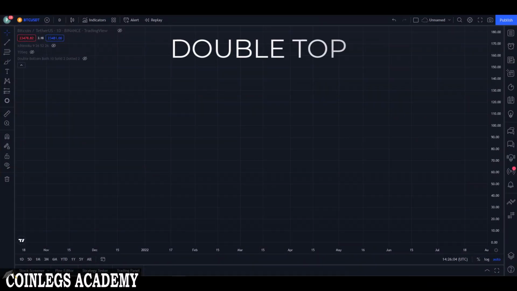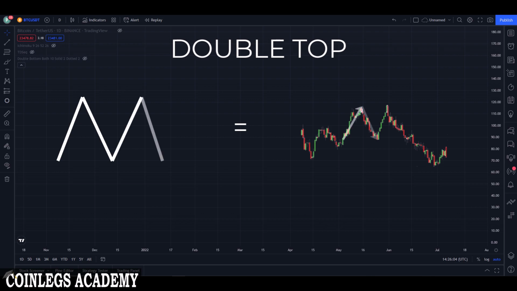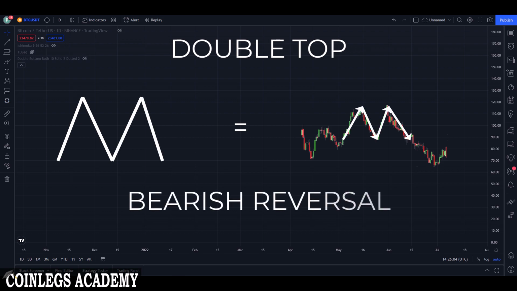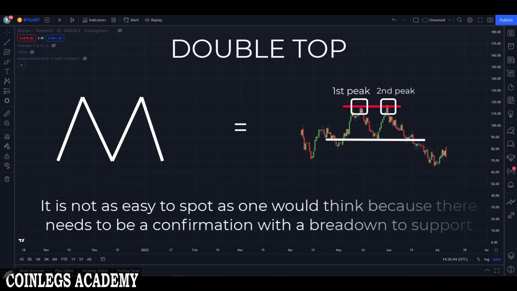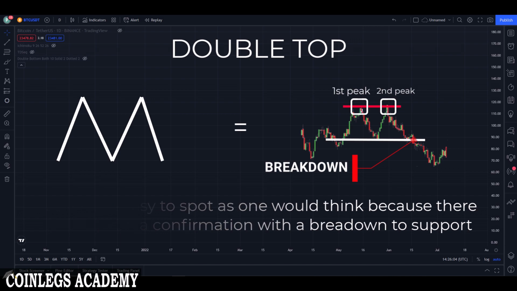A double top has an M shape and indicates a bearish reversal in trend. It is not as easy to spot as one would think because there needs to be a confirmation with a breakdown to support.